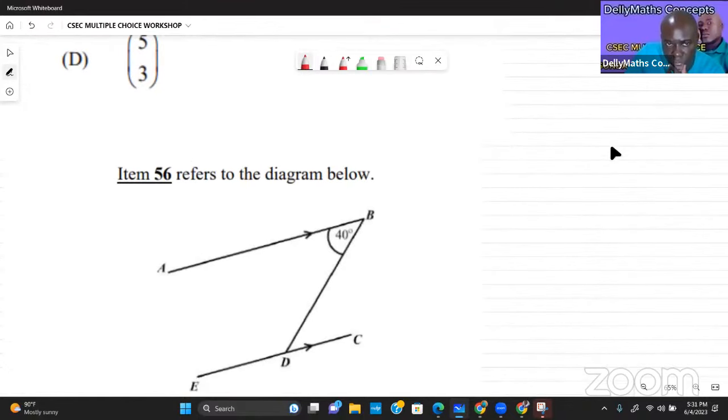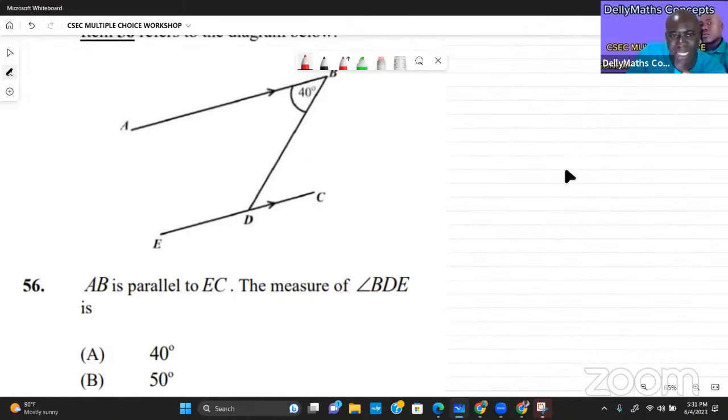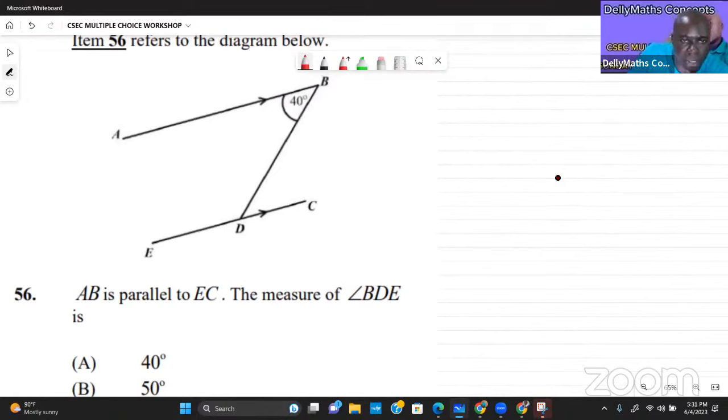Coming down. All right, what do they want? All right, so we're looking at AB is parallel to AC. The measure of angle BDE is what? BDE. Mark it here.